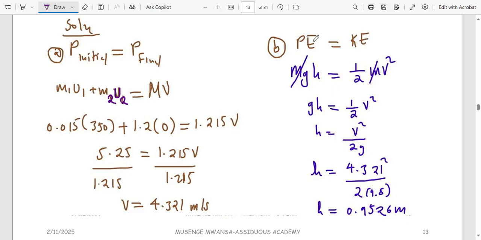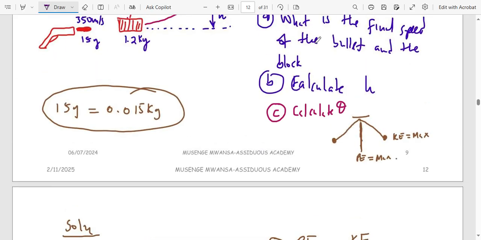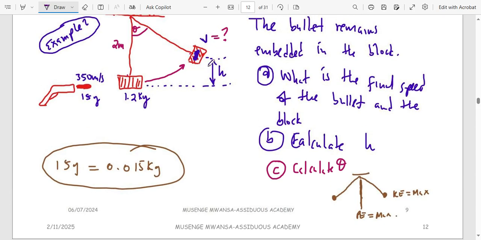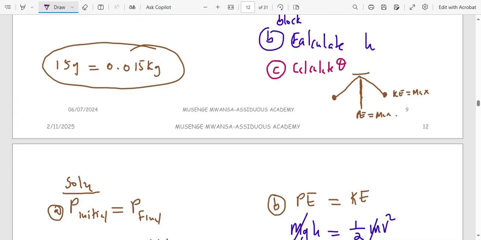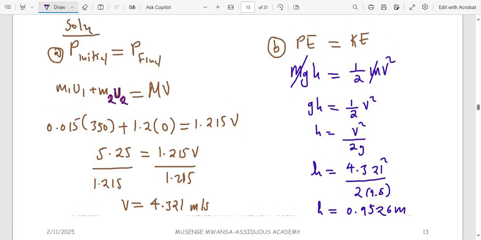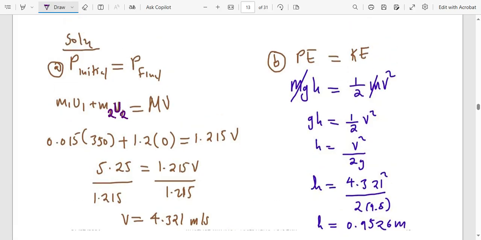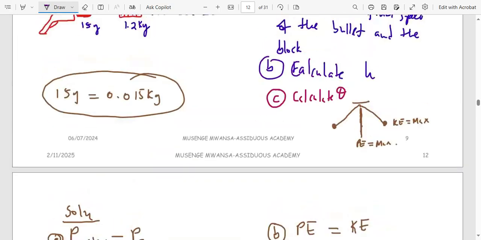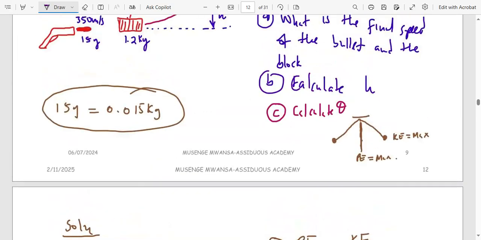And then the other part of the question was saying calculate the height h. Now remember we're going to use energies here. We said that the energy at the beginning was kinetic energy. It will be equal to the potential energy at the maximum point, right? So say kinetic energy is equal to potential energy. Potential energy is given by mgh.